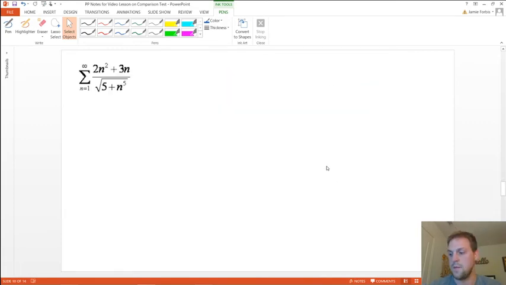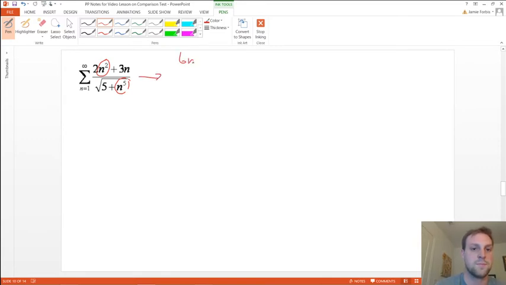Okay, so I've got a rational function here. It's two polynomials, it's rational. Comparison test is not a bad way to start this one. Again, I'm going to take the leading powers on top and bottom. On top, I've got an n squared. On bottom, I've got n to the fifth, but I'm also taking the square root of that.